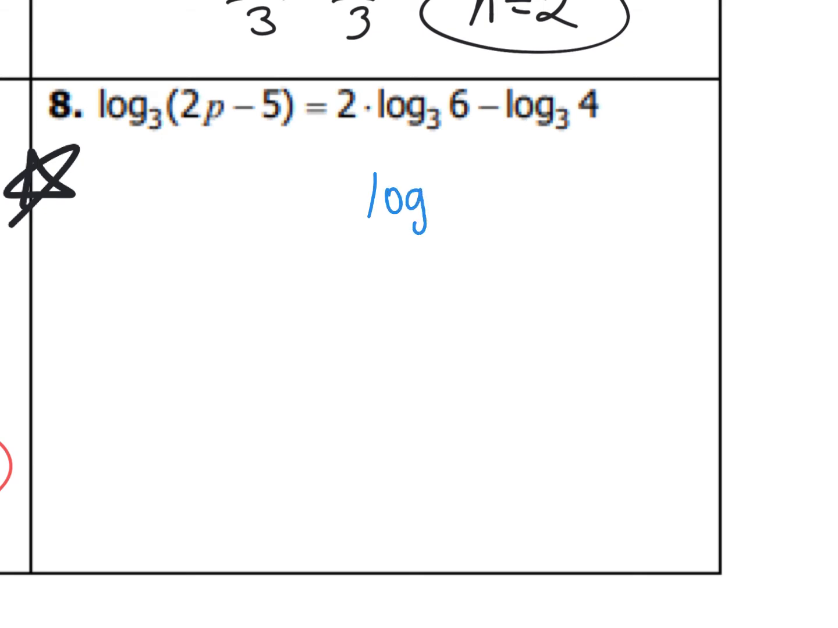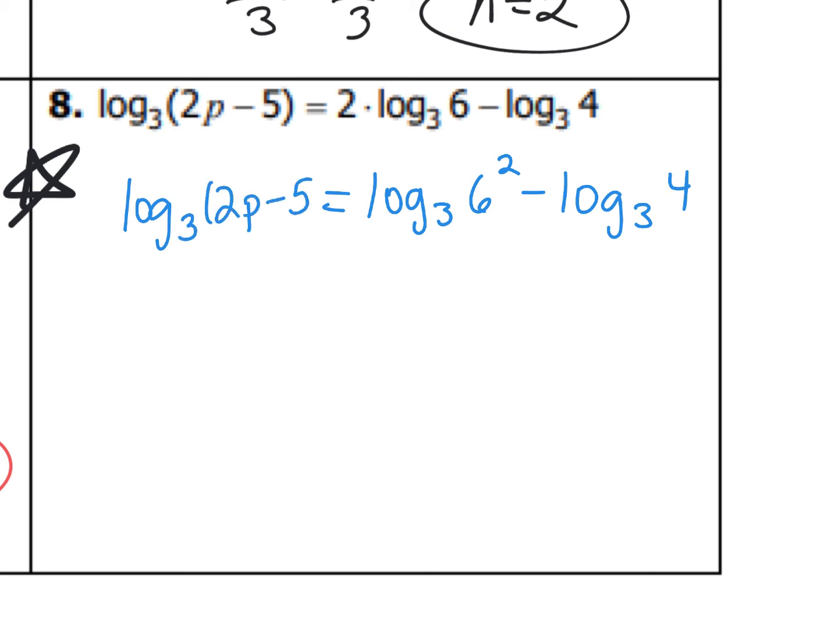Okay, so hold up a second. Yep, we got 6 squared here, minus log base 3 of 4. So the first thing we did was get rid of that power rule. We still don't have 1 log on the left and 1 log on the right, do we? No. What do we need to do?